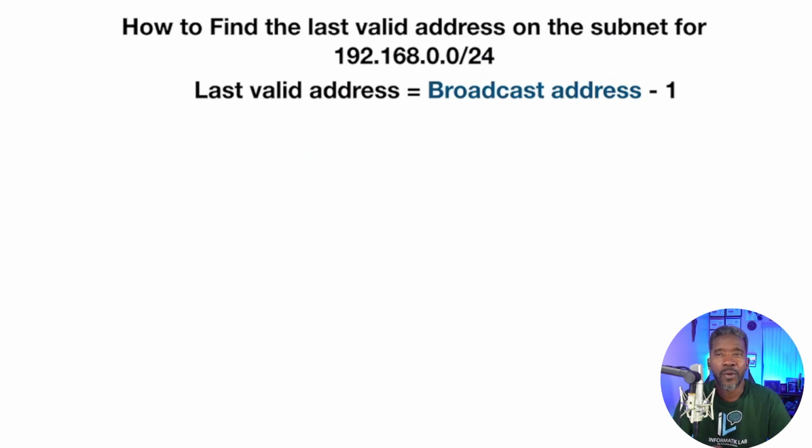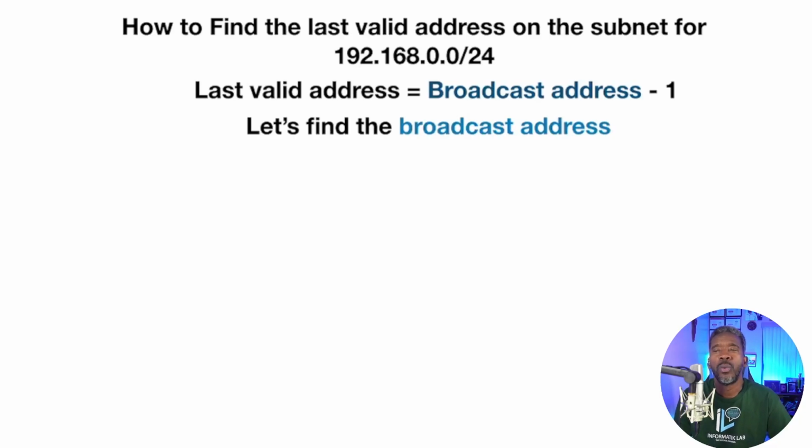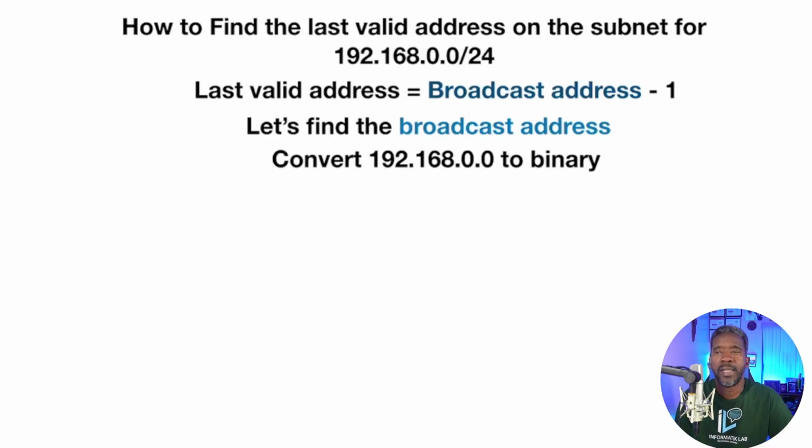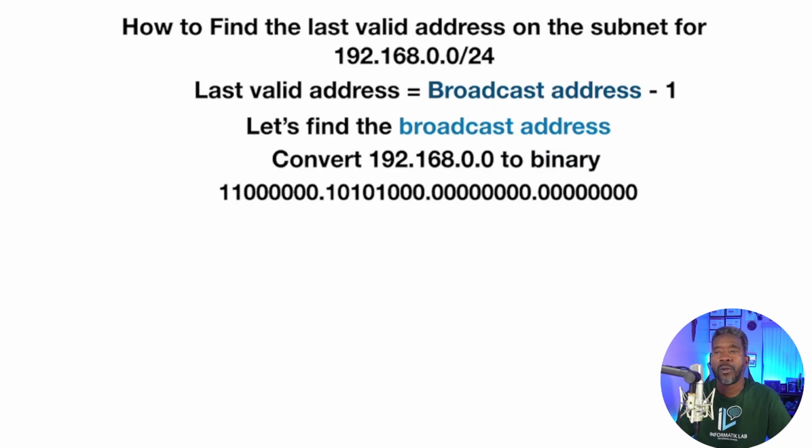All right, so let's start with the first one, which is finding the last valid address on the subnet for 192.168.0.0/24. First thing we need to do is to find the broadcast address, because the last valid address is the broadcast address -1. So now, how do we find the broadcast address? To find the broadcast address, you will need first to convert 192.168.0.0/24 to binary, and when we convert it to binary, we have the binary format like this.